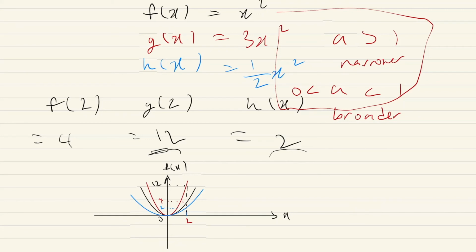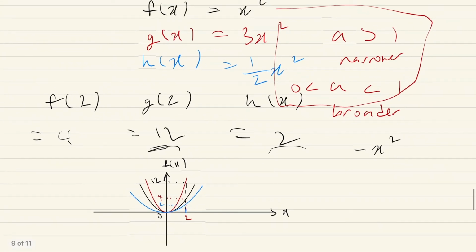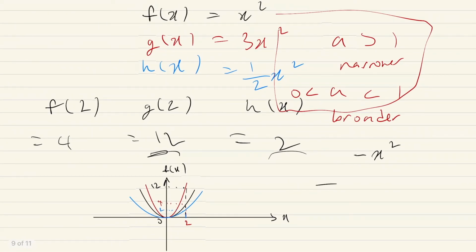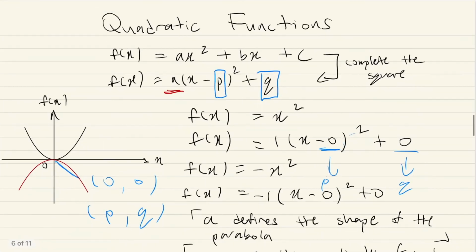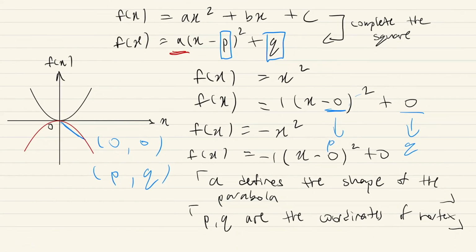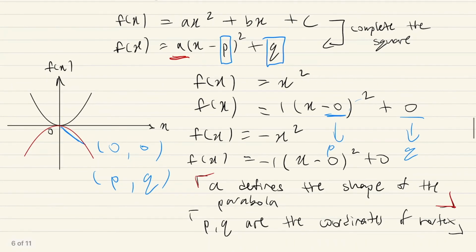So let's say we have a negative value. Everything will just be flipped, but the same rules will apply. Broader, narrower, everything. So minus x squared, minus 3x squared, minus half x squared will literally just be the exact same thing that we just did, but everything will be flipped upside down. So that is why a controls the shape. That is why we say a defines the shape, because you control those values, it becomes broader, narrower, or you might even flip.